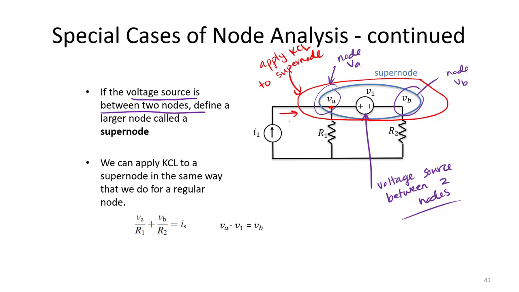So in this case, we'd have I1 entering. We could say we have another current leaving. So for the supernode, we could just say plus I1 minus I2 minus I3 equals 0. And we could end up with plus I1 minus VA over R1 minus VB over R2 equals 0.